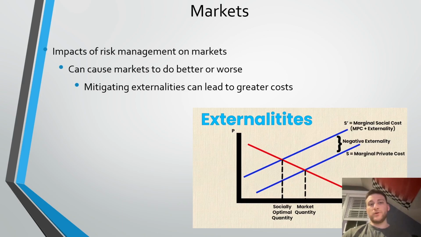So lastly, we have markets. There is an impact of risk management on markets. We've already covered it, but we're going to cover it again. This can cause markets to do either better or worse. We've talked about how risk can influence the market, and a better way to explain that is really an externality.